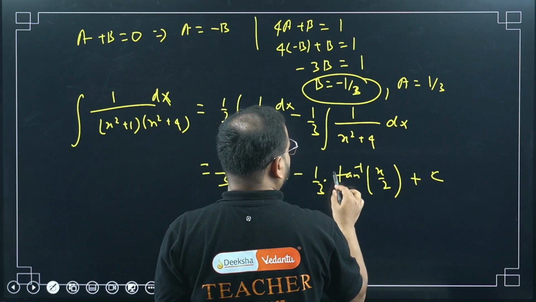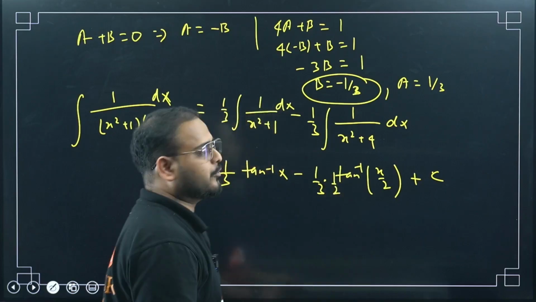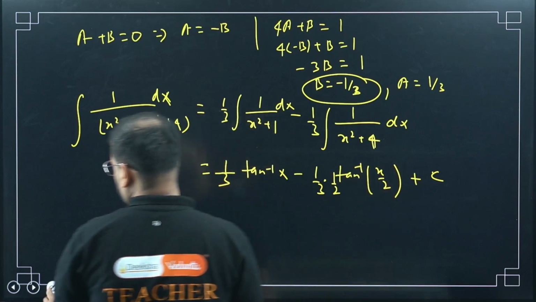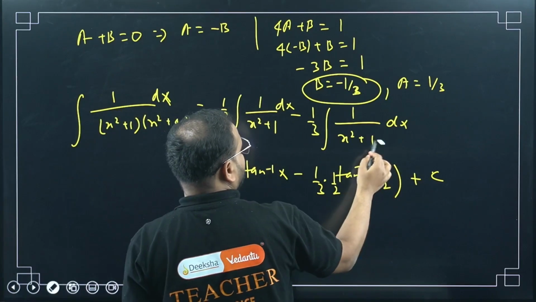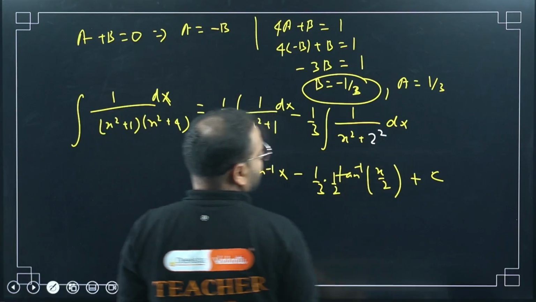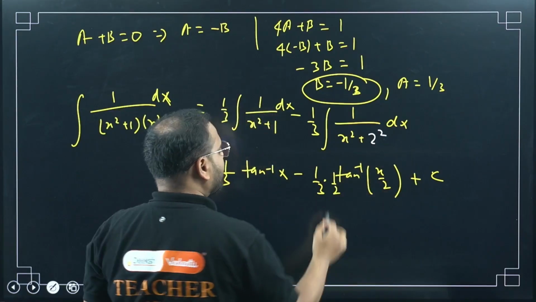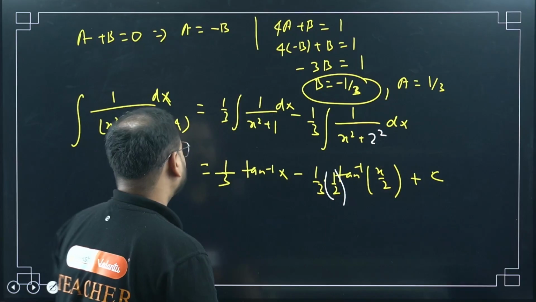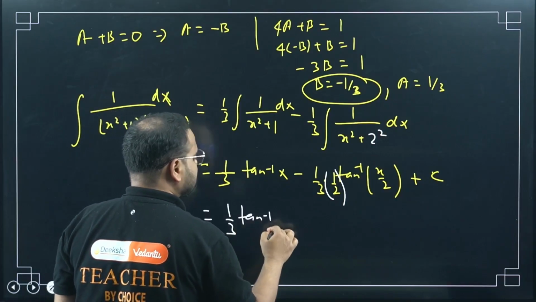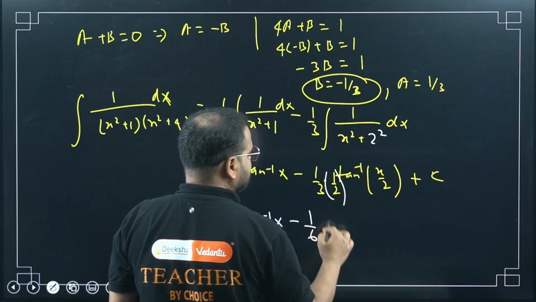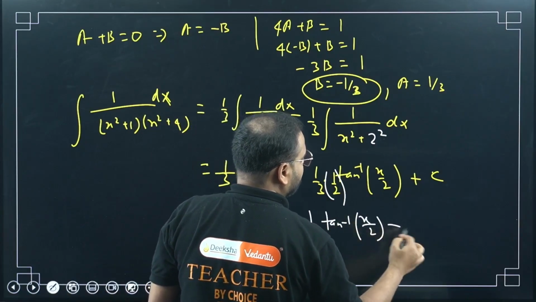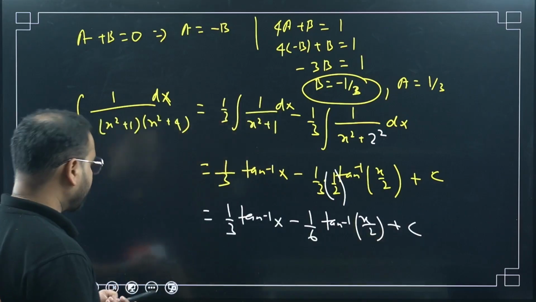You have to write here also 1 by 2, no? Because 1 by a has to be taken. Please check here. 4 is there, right? My 4 is what? I can write 4 as 2 square. Okay, so that's why x by 2, and over here also 1 by 2. So please simplify this. 1 by 3 tan inverse of x minus 1 by 6 tan inverse of x by 2 plus c. Compare it, please.